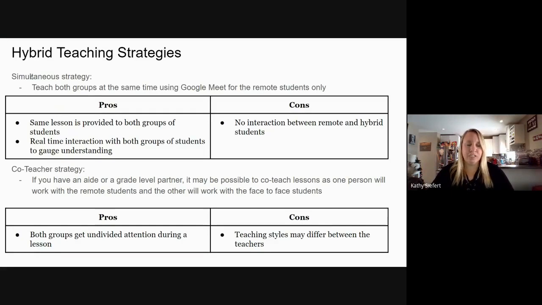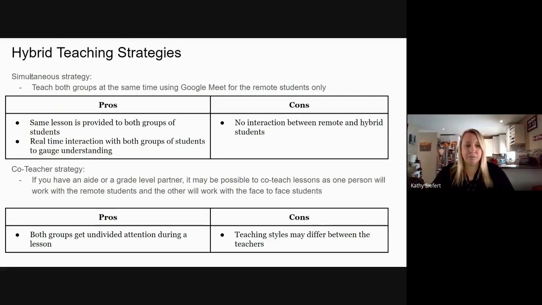Our first strategy is called the simultaneous strategy. This is where the teacher is teaching both groups at the same time, and the teacher is using Google Meet for the remote students only. The pros of this, of course, both groups of students get the same lesson, and you can have real-time interaction with both groups, the in-person and the remote, to gauge their understanding. The cons of this, of course, there's no interaction happening between the remote and the hybrid students.